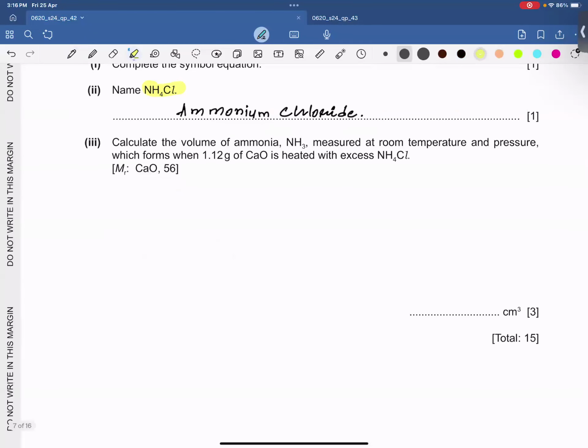Calculate the volume of ammonia measured at room temperature and pressure when 1.12 gram of calcium oxide is heated with excess ammonium chloride. Mr of calcium oxide is given. So first of all, let me find out the moles of calcium oxide. 1.12 divided by 56. So it's going to be 0.02 moles.